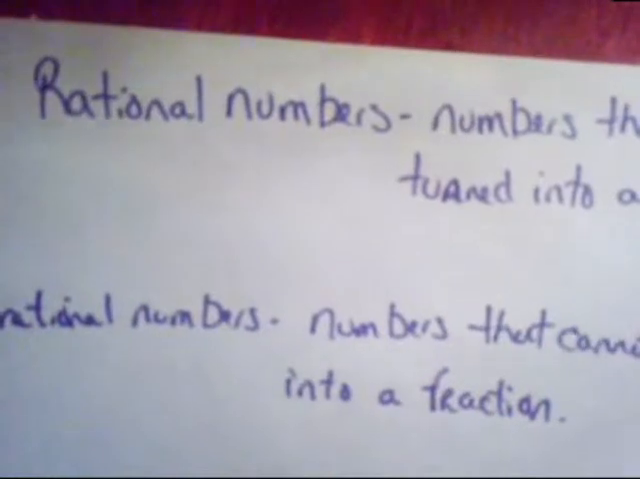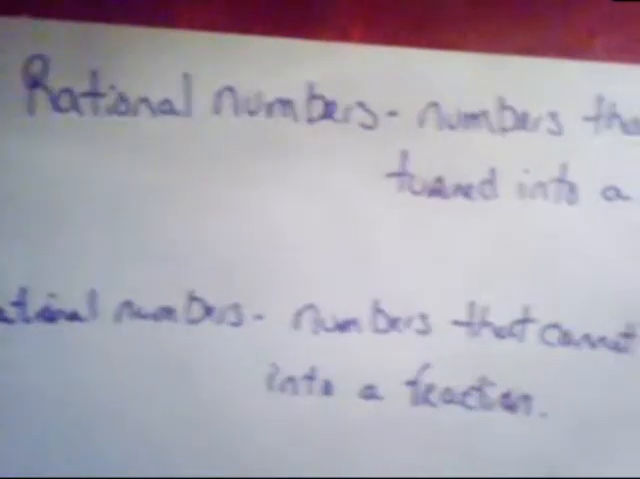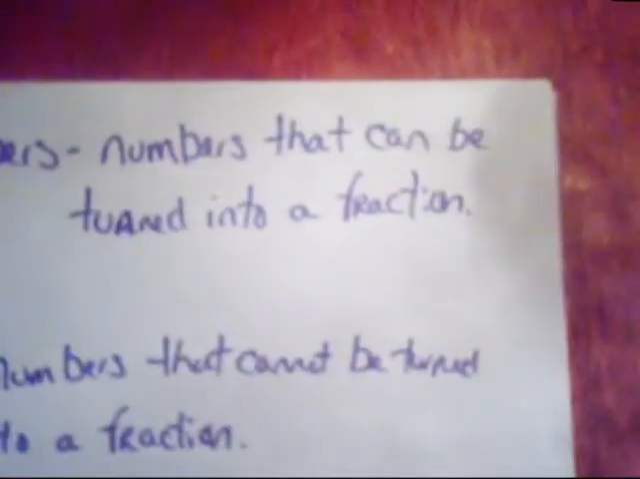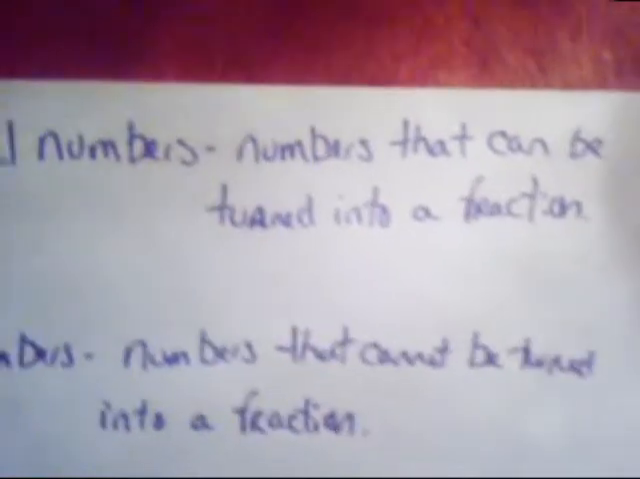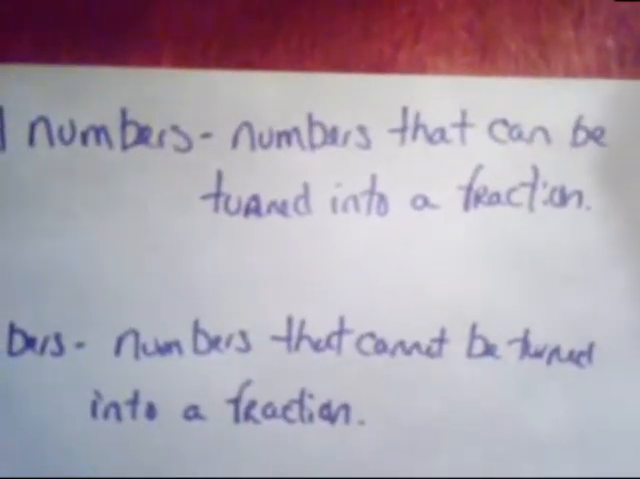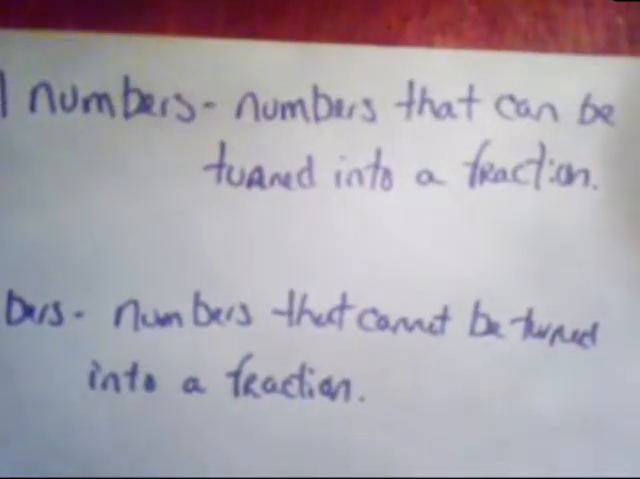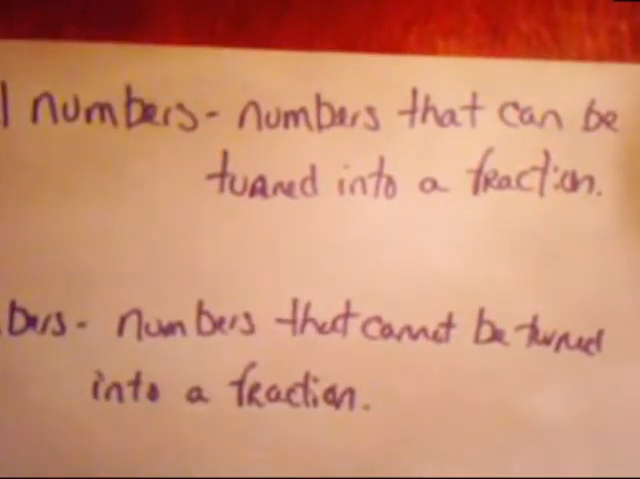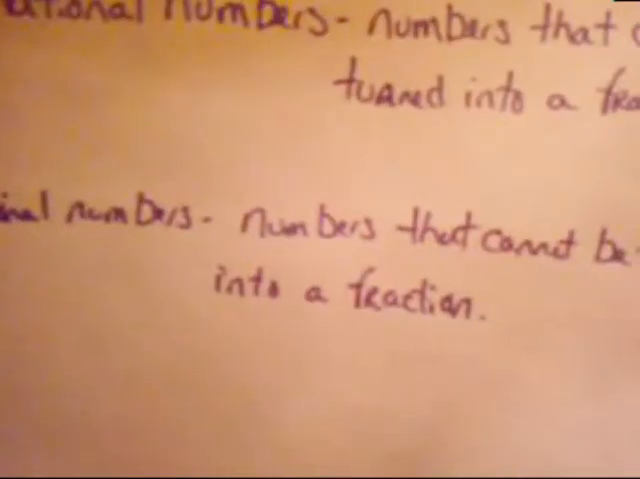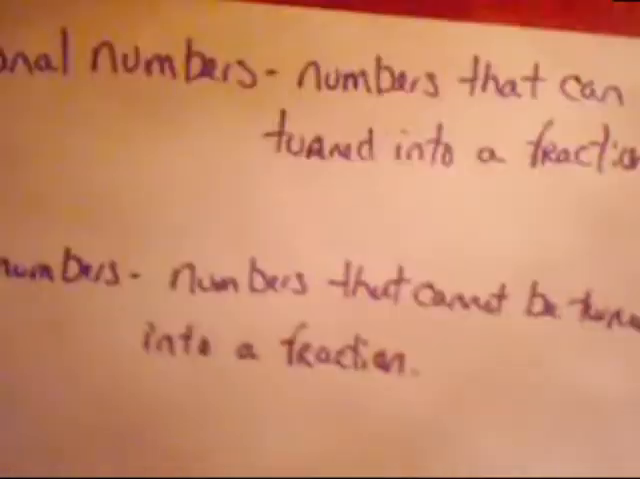Guys, the quick and dirty, just like it said in the PowerPoint that I sent you, is that rational numbers are numbers that can be turned into a fraction. So guys, anything like a percent, a perfect square, a fraction, a mixed number, any number like that is rational. But all irrational numbers are numbers that cannot be turned into a fraction.